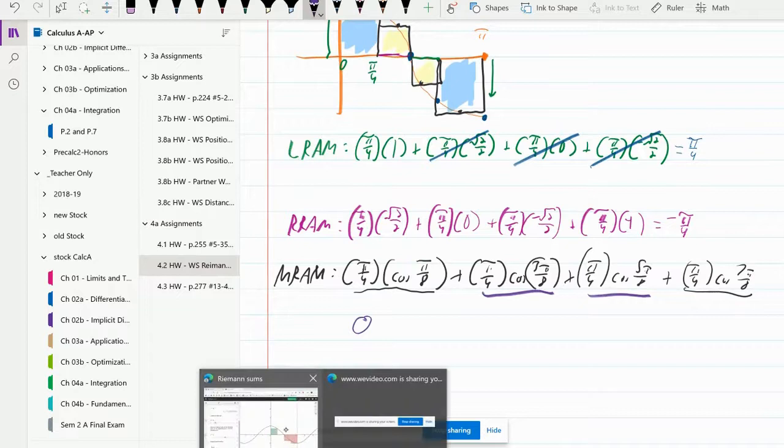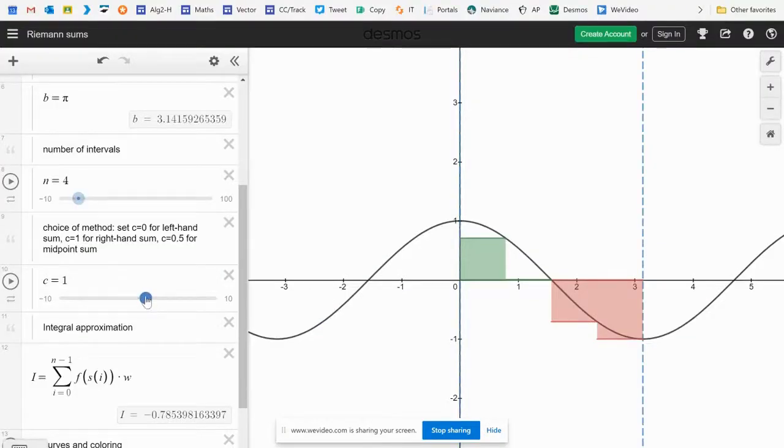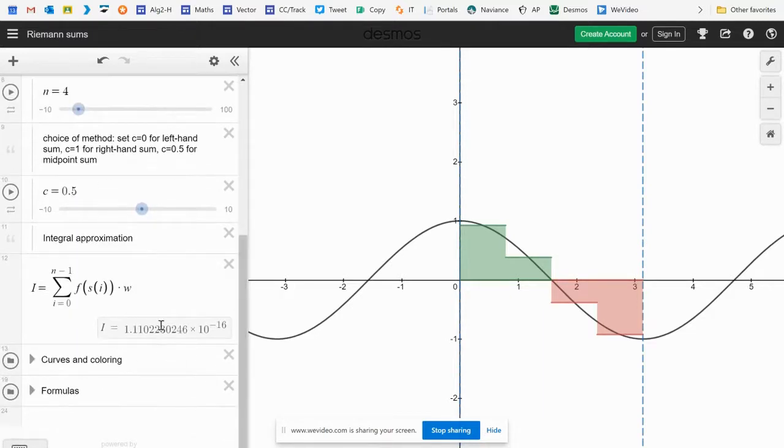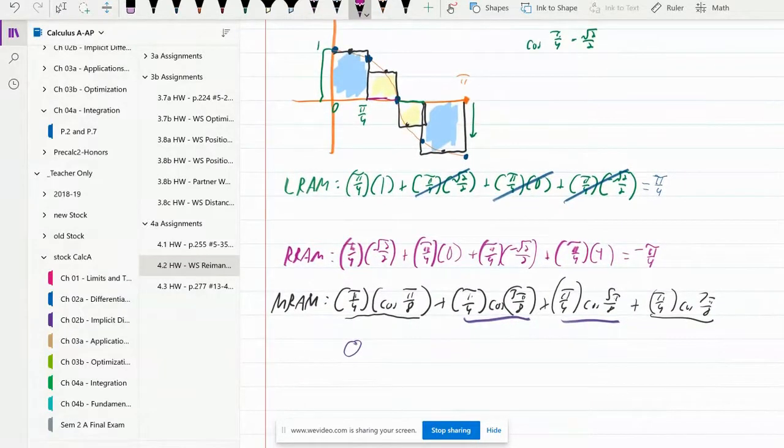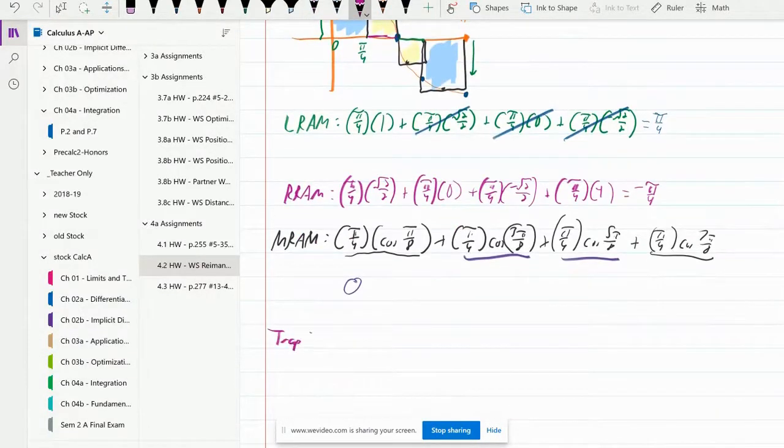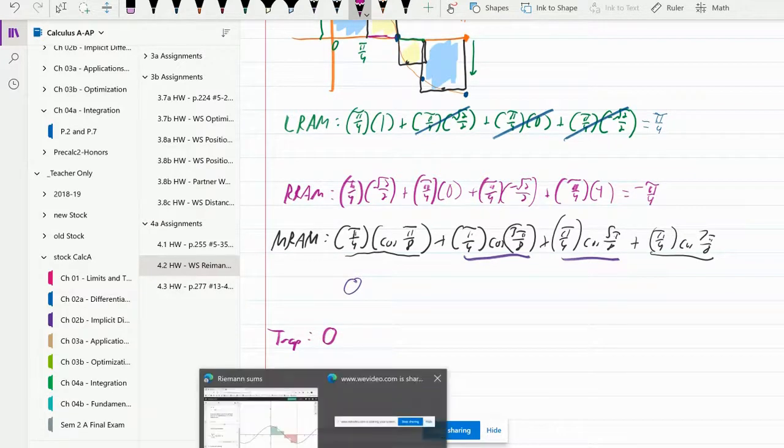And if I look at MRAM on this curve, let's go to 0.5. I can see the areas are canceling, and I go all the way down, and I see this number here, 1 times 10 to the negative 16th, which is pretty much 0. So that's that. And then finally, trap. If I want to do trapezoidal rule on this, I know it didn't ask that. Remember, trapezoidal is the average of LRAM and MRAM, which we could see that would be 0 as well. Trapezoidal is not always the same as MRAM, not by any means, but here it happened to be.